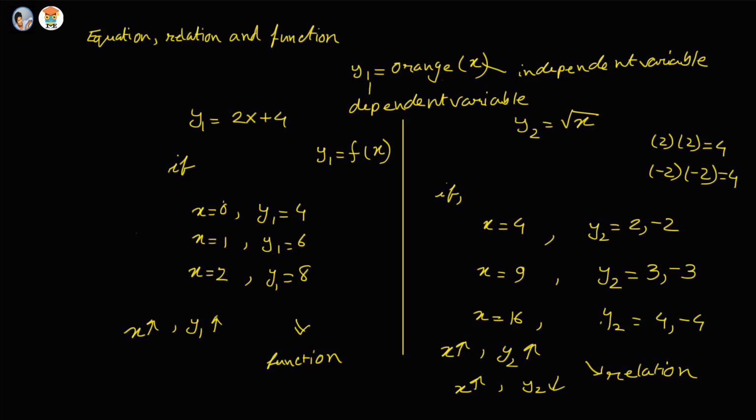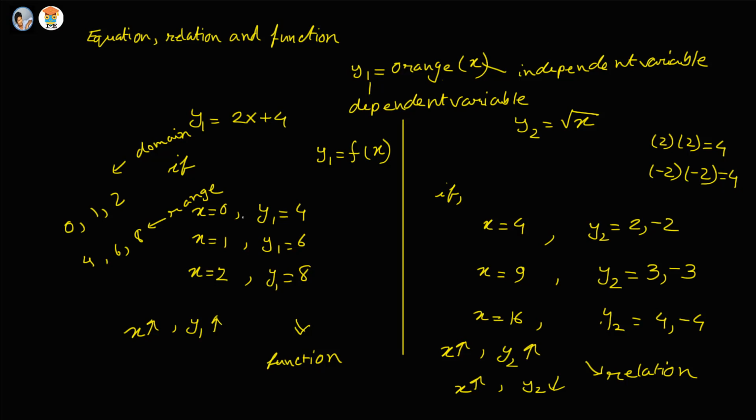Now, the values of x are known as domain and the values of y1 are known as range. So these values 0, 1, 2 are known as what? Domain for this function, and the values of y, that means 4, 6 and 8, these values are known as range.